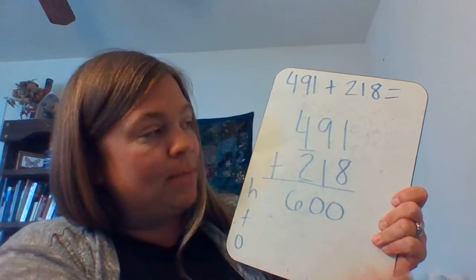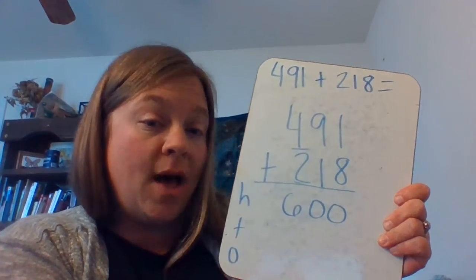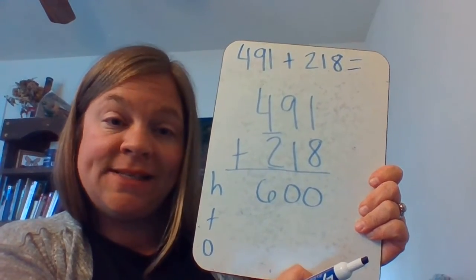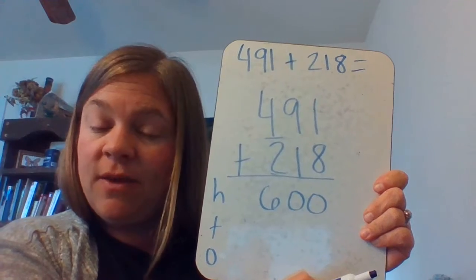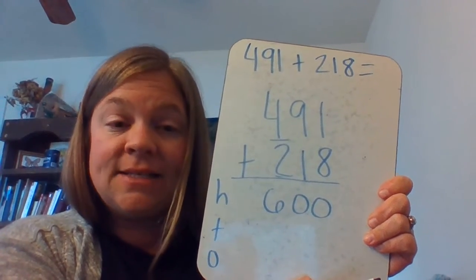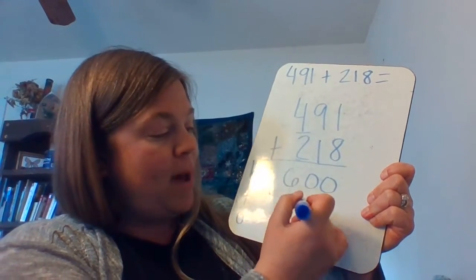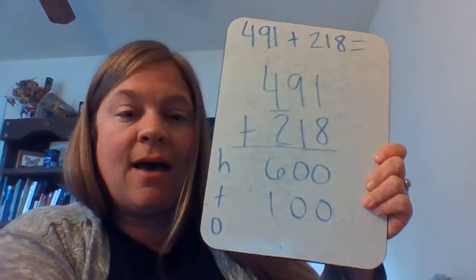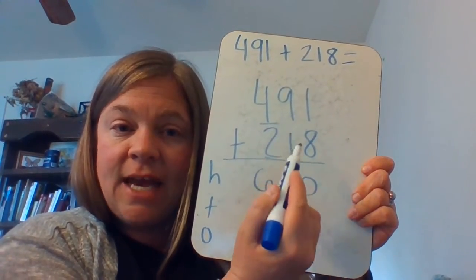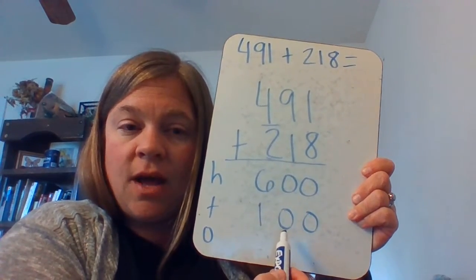Next, I'm going to add my tens. So I notice that I have a 9 plus a 1. So in your math brain, you might be thinking, well, 9 plus 1 is 10. But really what you need to be thinking about is 90 plus 10. So if I add 10 to 90, that's going to give me 100. So my tens partial sum is 100 because 9 tens is 90 and 1 ten is 10. So 90 plus 10 gives me 100.